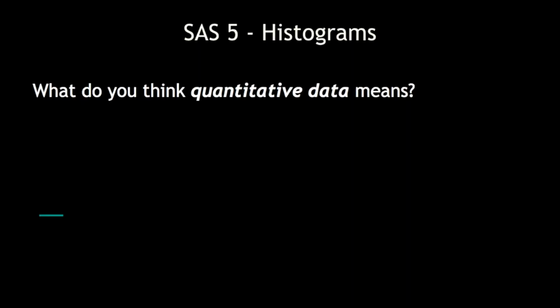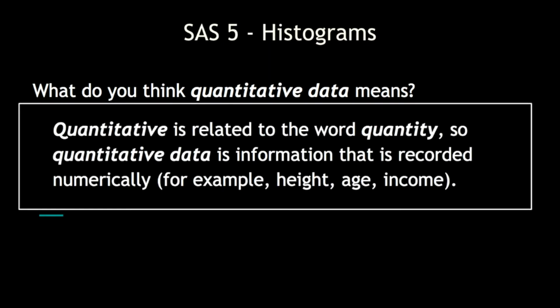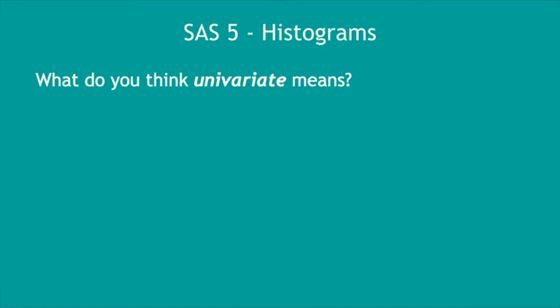So if that's the case, what do you think quantitative data means? Quantitative, think of that word. It's based on the word quantity, right? Quantity. That means it's a numerical value. So that's exactly there. Quantitative is related to the word quantity, information that is recorded numerically. For example, height, age, income, weight, all those things are quantitative data.